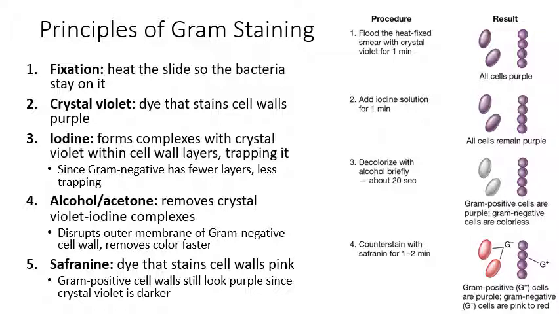The next step is alcohol. Alcohol is actually going to remove the crystal violet, so it takes it off, unless it's trapped in that cell wall with the iodine complex. So your gram-negative bacteria, they don't have a lot of layers in their cell wall. They're going to have most of their crystal violet removed by the alcohol, whereas the gram-positive will have most of their crystal violet stay behind because it's trapped in those layers.